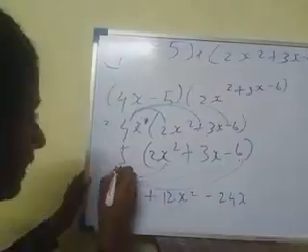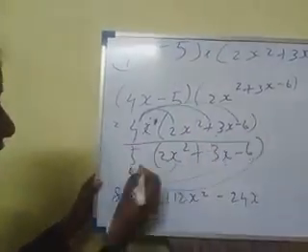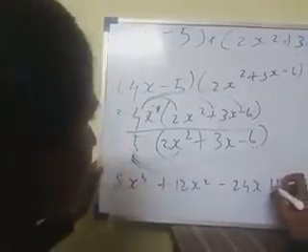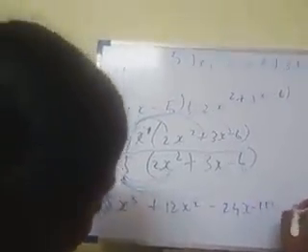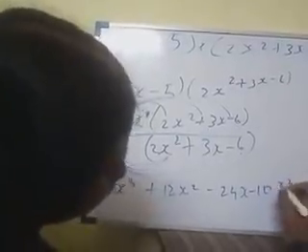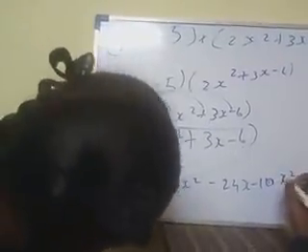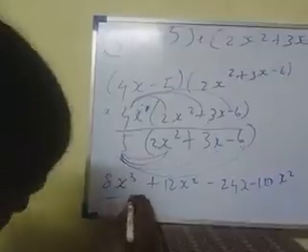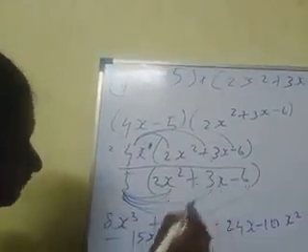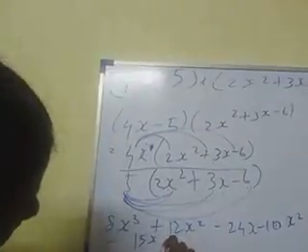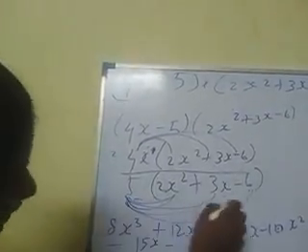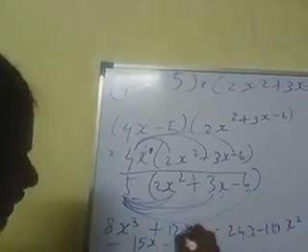And next we come to the second one. 5 times 2 is 10. Here we put minus 10x². And next put minus 15x, because 5 times 3 is 15. And next put minus 30, because 5 times 6 is 30.